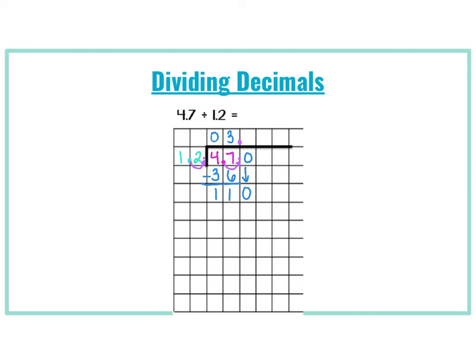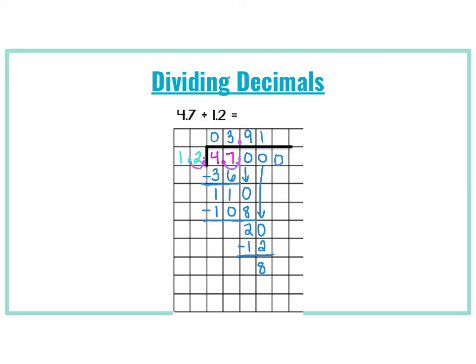12 can go into 110 9 times. 12 times 9 is 108. When we subtract 110 minus 108, we get a remainder of 2. I still have a remainder, so I need to add another 0 to my dividend and bring it down. 12 can go into 20 one time. 1 times 12 is 12. We subtract our two numbers and we get a remainder of 8.